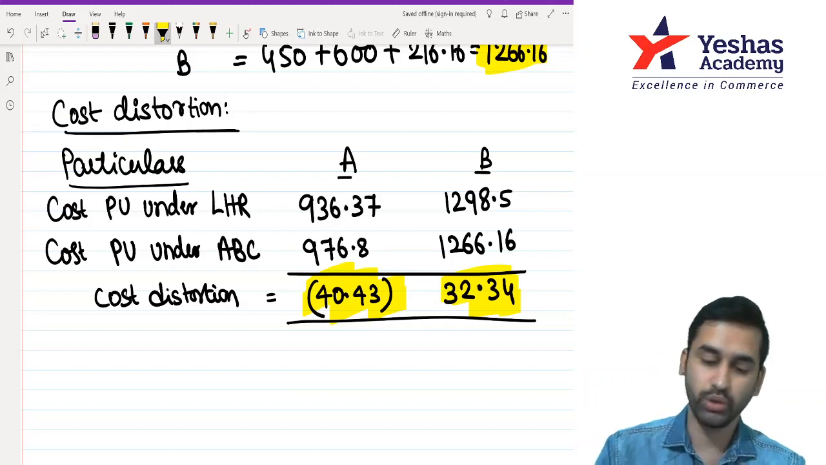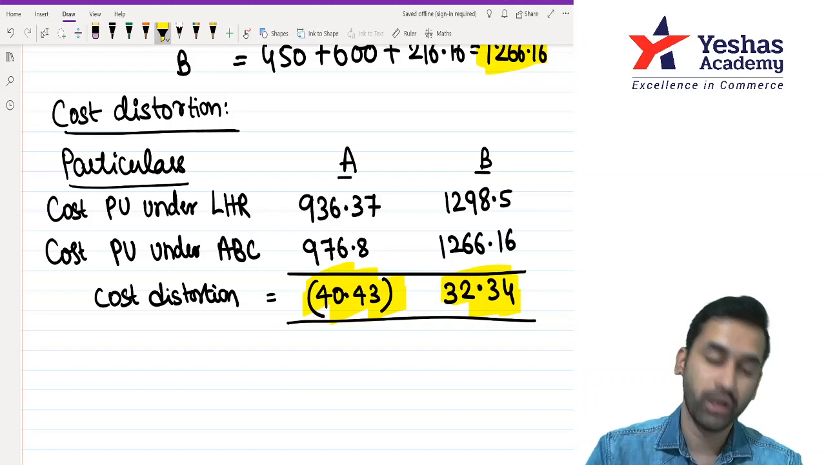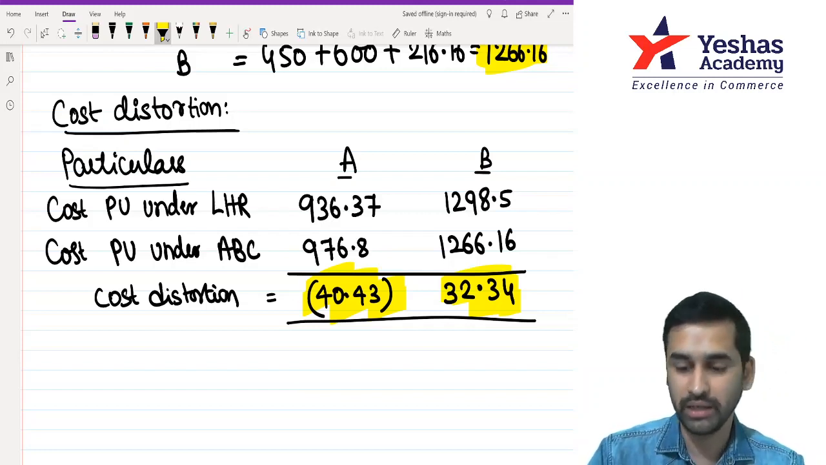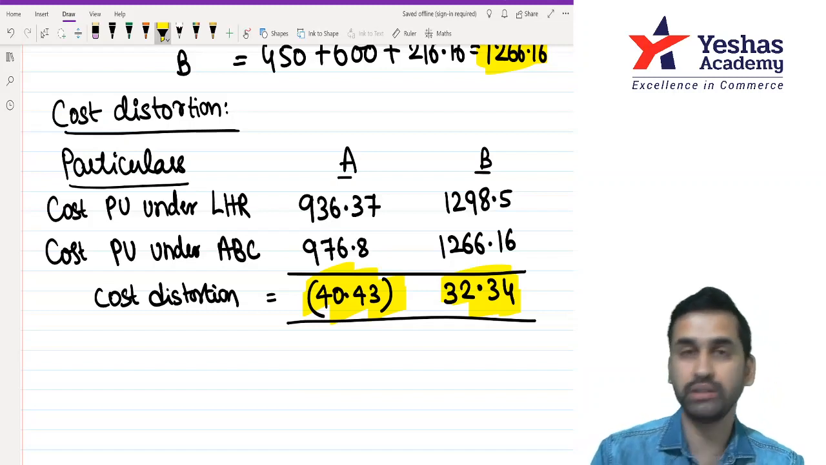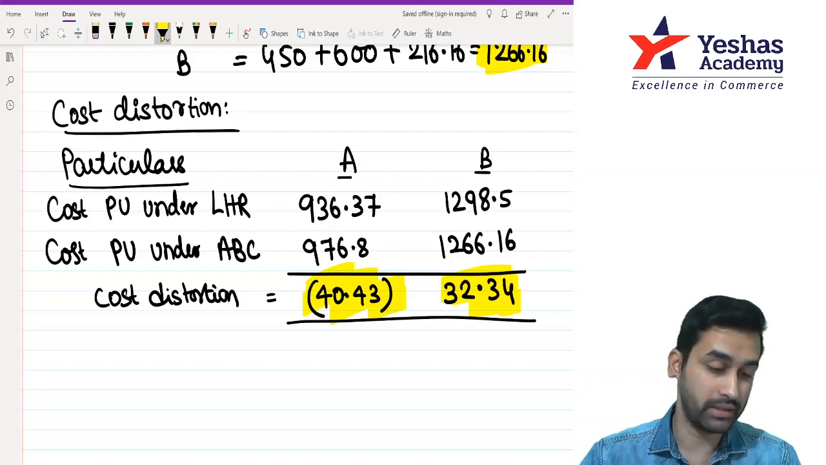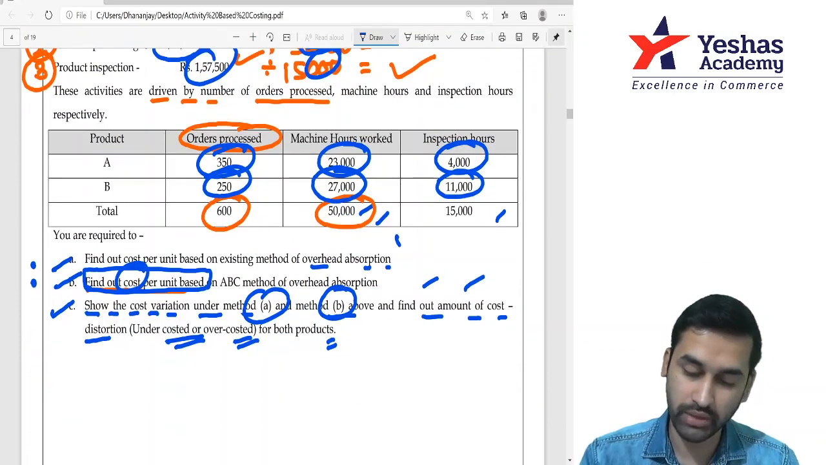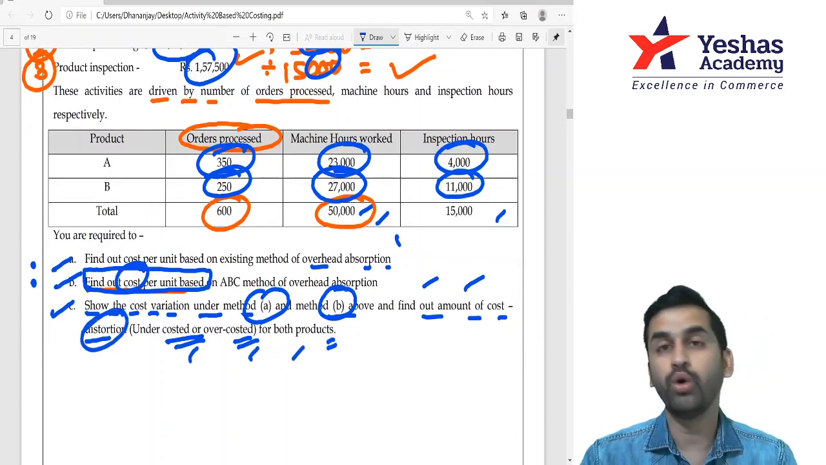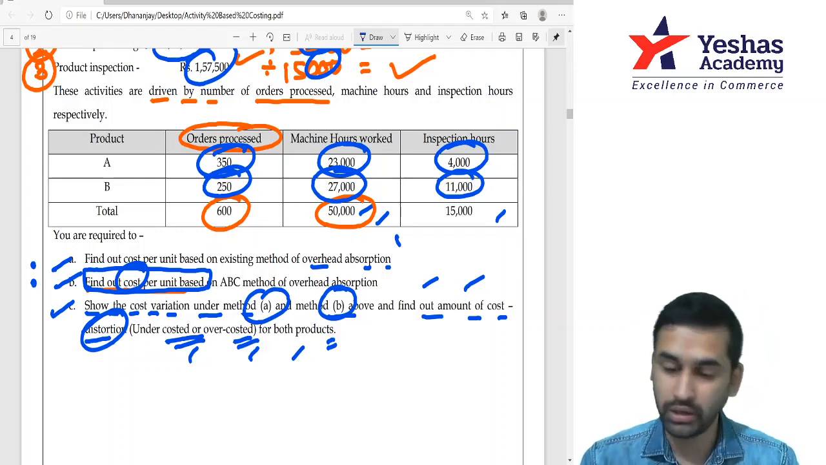Clear to you? So you just have to calculate cost per unit under the LHR method, cost per unit under the ABC method, and the difference between the two: negative minus, positive plus, that's it. Clear? Did we answer the entire question? Sub question C was this itself. Show the cost variation under A and B. Find out the amount of distortion, undercosted or overcosted, for both the products. We have completed the answer. Right.